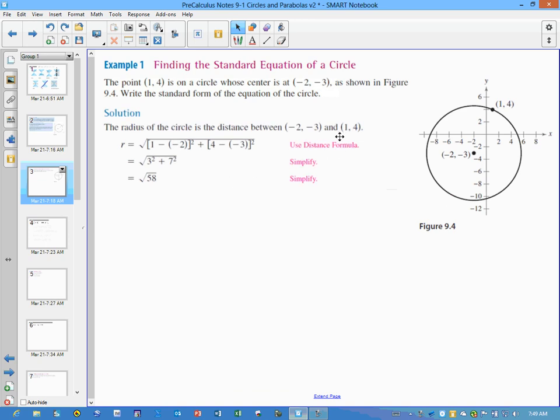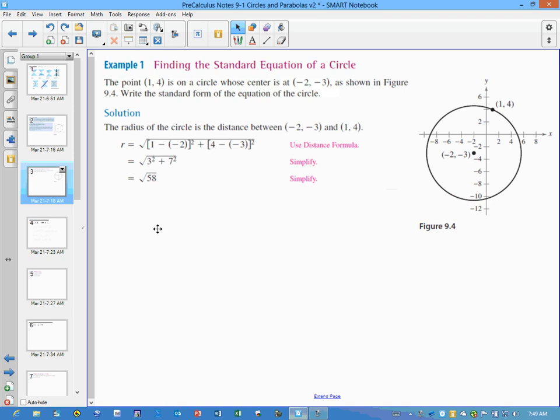And for the distance formula, you simply take the two points and you take the difference of the x values and square it, difference of the y values and square it, add those squares together and take the square root. You'll notice that the distance formula is nothing more than the Pythagorean theorem in disguise. And when you do the algebra and simplify, you get down to the square root of 58.